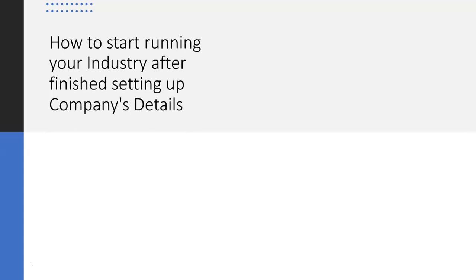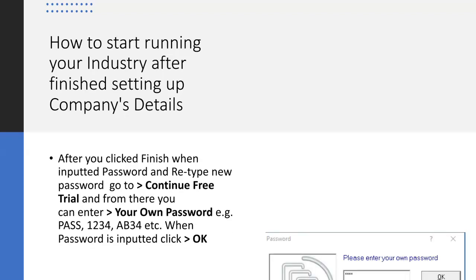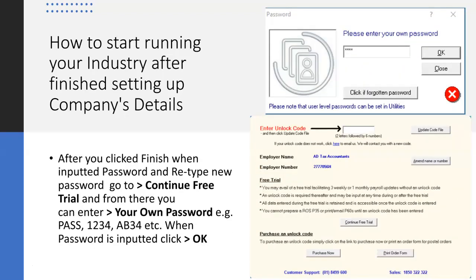This is how to start running your industry after you finish setting up the company's details. After you clicked finish, when you inputted the password and retype new password, go to continue free trial, and from there you can enter your own password, which is this here, and then select your selected password, and then once you have that, click on OK, and then it will move on to the monthly or the weekly payroll of your choice. And this is my details.